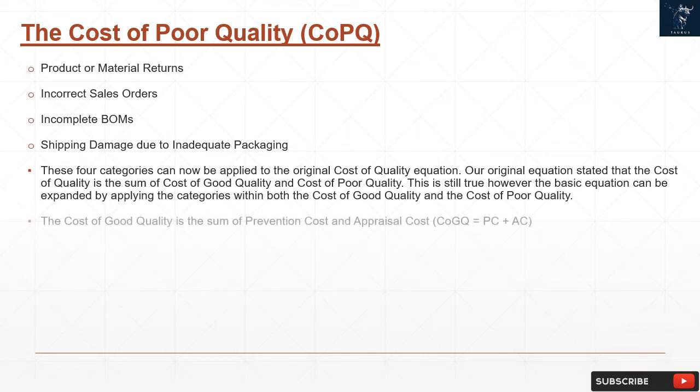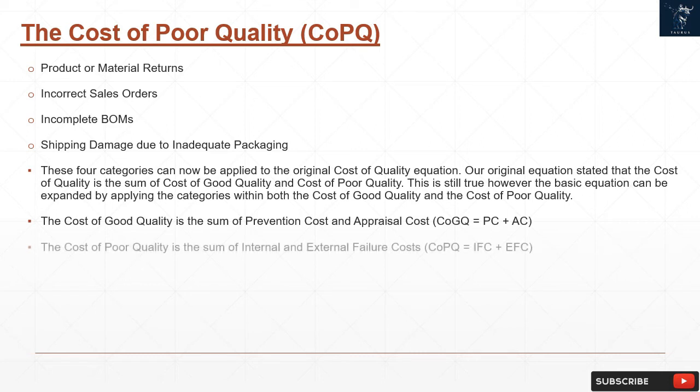These 4 categories can now be applied to the original cost of quality equation. Our original equation stated that the cost of quality is the sum of cost of good quality and cost of poor quality. This is still true, however, the basic equation can be expanded by applying the categories within both the cost of good quality and the cost of poor quality. The cost of good quality is the sum of prevention cost and appraisal cost, CoGQ equals PC plus AC. The cost of poor quality is the sum of internal and external failure costs, CoPQ equals IFC plus EFC.